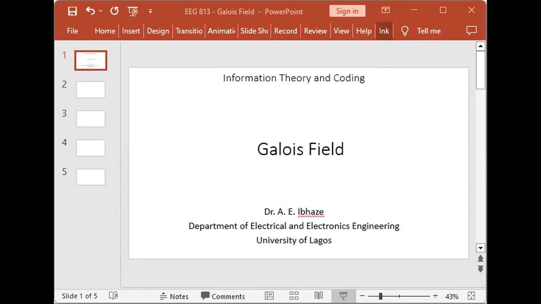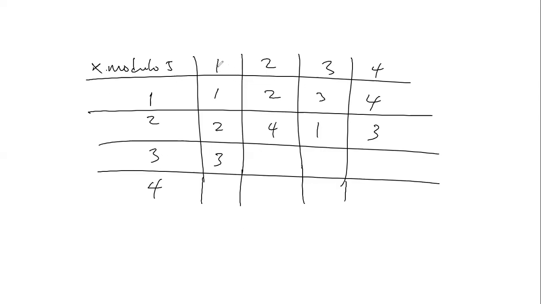Okay, so 3 times 1 is 3. 3 times 2 is what? That's 6, which is 1 remainder 1. The answer is 1. So 3 times 3 in modulo 5 will give us what? 9, which is 1 remainder 4. So the answer is 4.